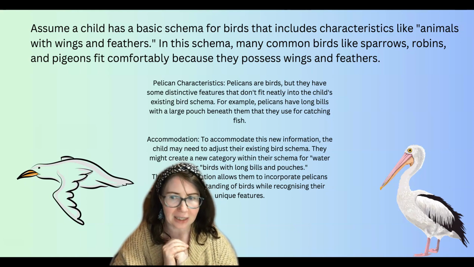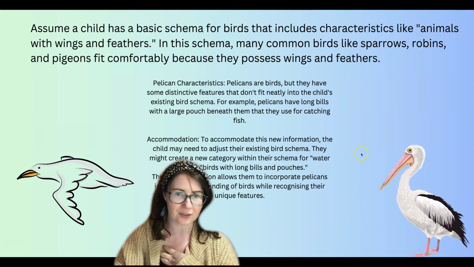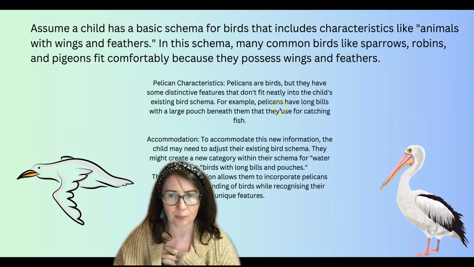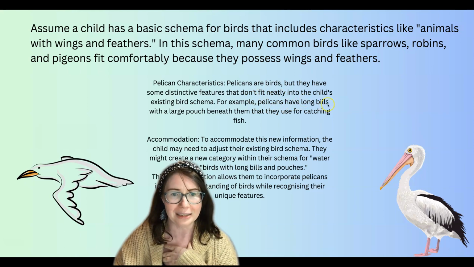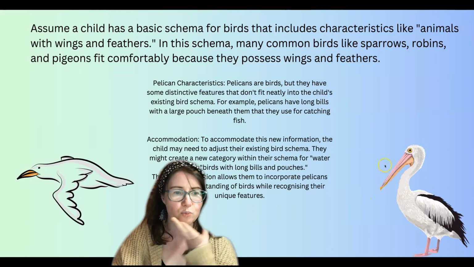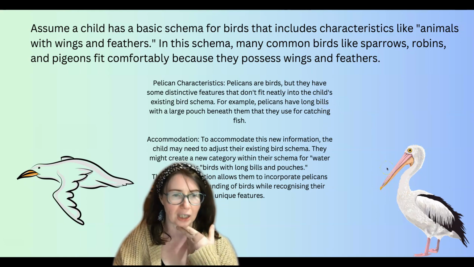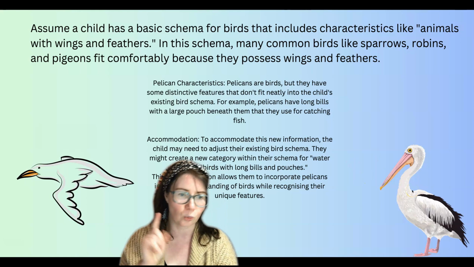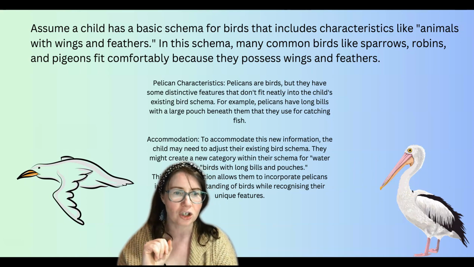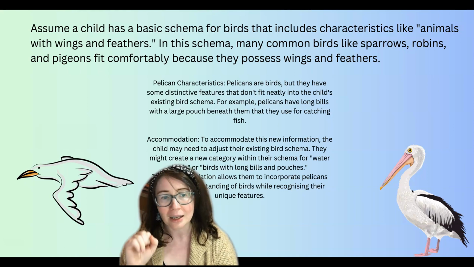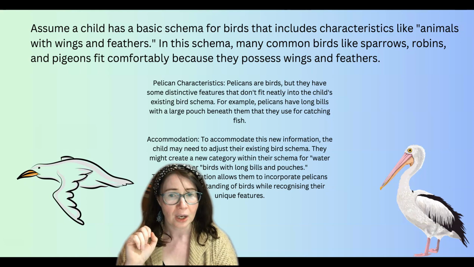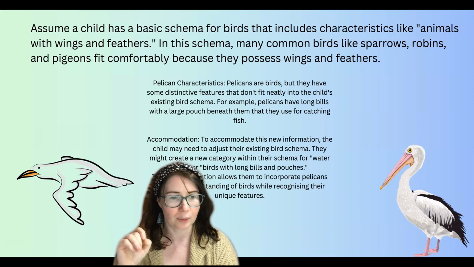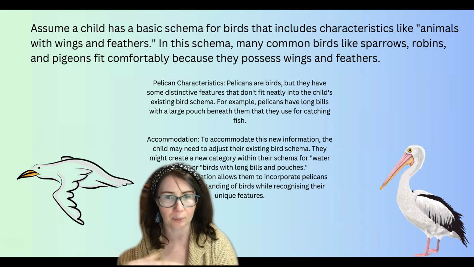Pelican characteristics. Pelicans on the right are birds. They have some distinctive features, and they don't fit neatly in the previous experience of the child. So, for example, pelicans have very long bills, like this one, with a large pouch beneath them they use for catching fish. So usually the role of an adult is to point at these characteristics, and that's why I was saying that Piaget was very strong on language and teaching through language. So please name this to your children in your center or your family daycare or on your placement, because they need it. They need it for language development, but they also need it for cognitive development and development of these schemas.